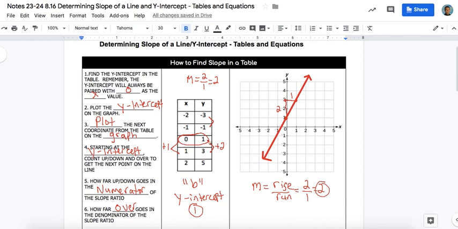And you can also look here to find the y-intercept the same way. So if you like this method, you can use the graphing method, or if you like our old method, you can stick to that too. I just want to make sure you have enough tools to be successful.